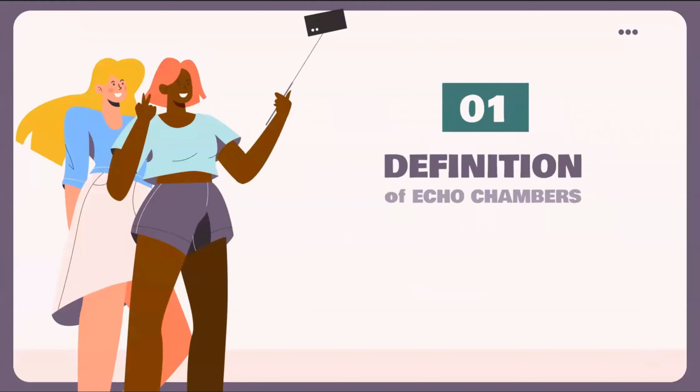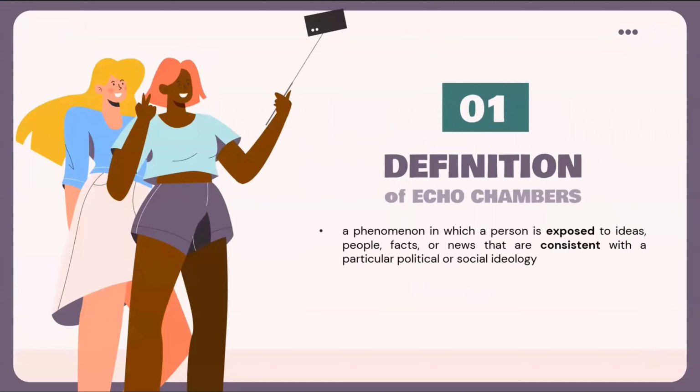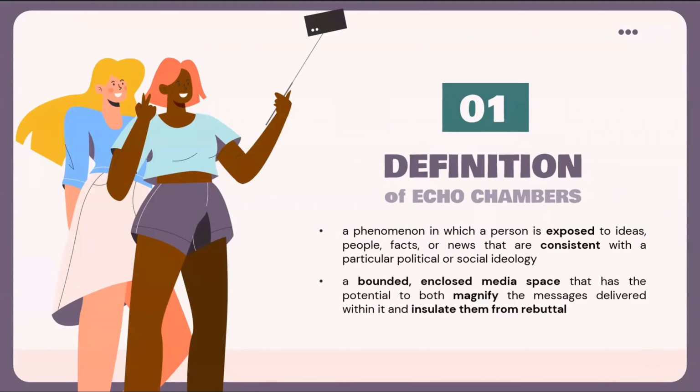So firstly, we define echo chambers as a phenomenon in which a person is exposed to ideas, people, facts or news that are consistent with a particular political or social ideology. It's also a bounded and closed media space that has the potential to both magnify the messages delivered within it and insulate them from rebuttal.